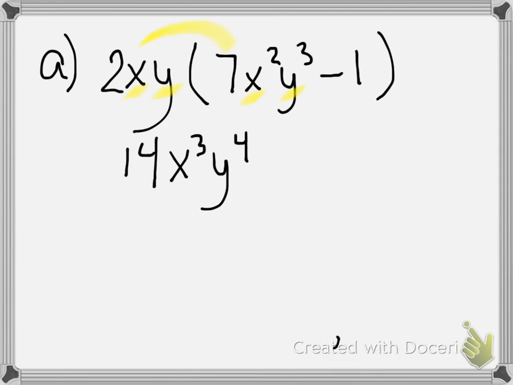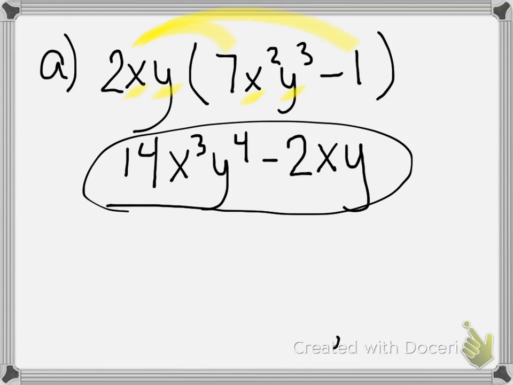Now you can multiply the first term times the last term. So 2 times negative 1 makes negative 2. And then there's no other variables to multiply with, so the originals just come along. And then you're finished. Here's another one.